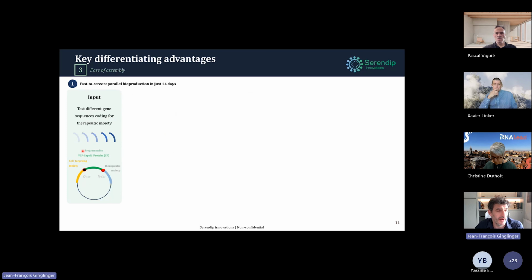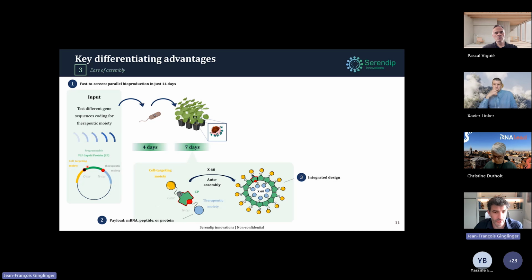So now I'm moving on to my third key differentiating advantage. It's the ease of assembly. First, it's fast to screen. So you can test different drug variations or modalities of your drug asset in the form of a DNA sequence that you insert into a plasmid here. These are then transferred and transformed into planta. If you're not familiar with plant transformation, it goes via an agrobacterium and then into plants. It's a very robust, easy, and straightforward transformation.